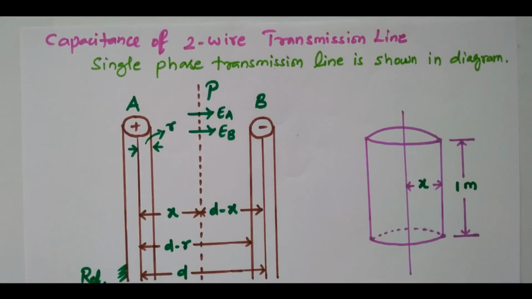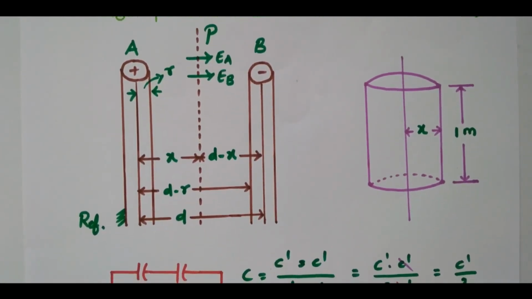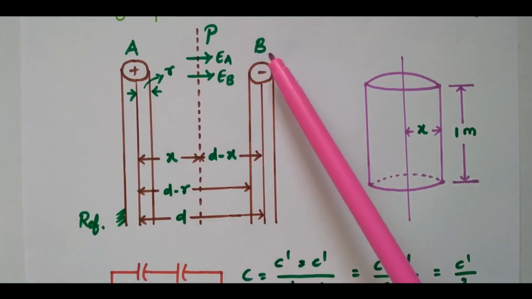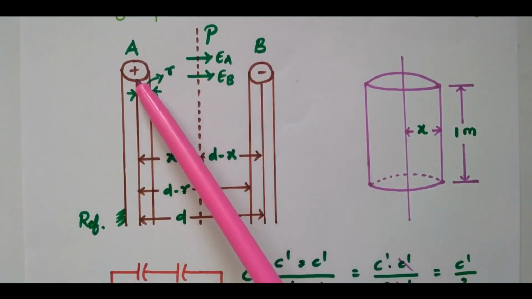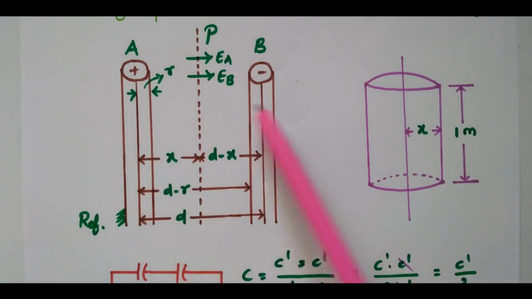Welcome viewers. In this video, we'll see the capacitance of a two-wire transmission line. This is the overhead transmission line, having two conductors, so single phase power can be transmitted through this transmission line. By referring to the diagram, we have two conductors, conductor A and conductor B. Conductor A is positively charged and conductor B is negatively charged. Our aim is to find the capacitance between these two conductors, A and B.